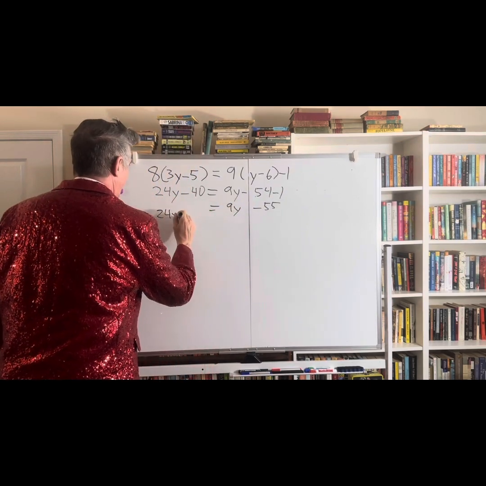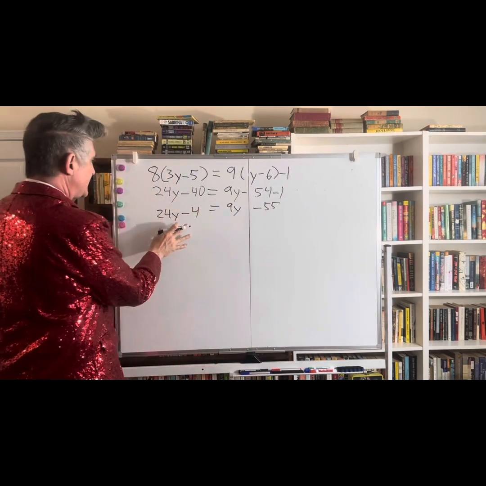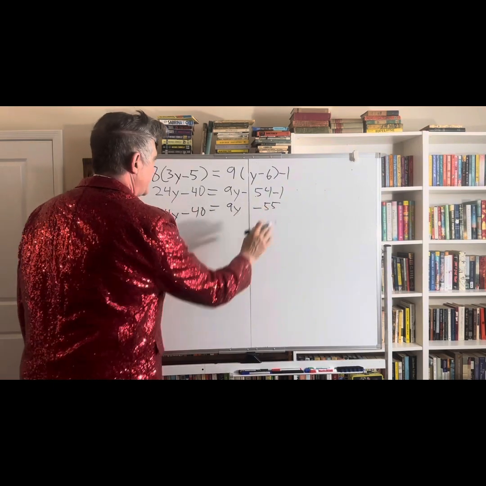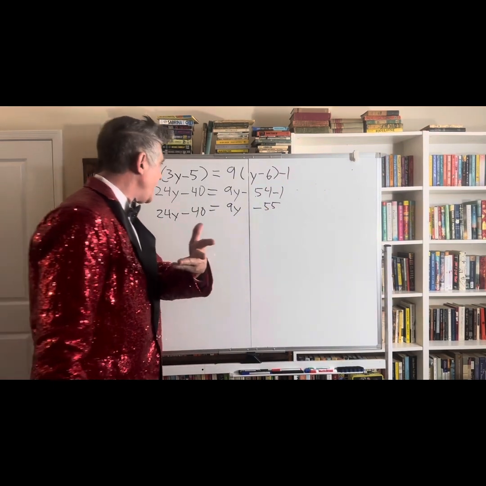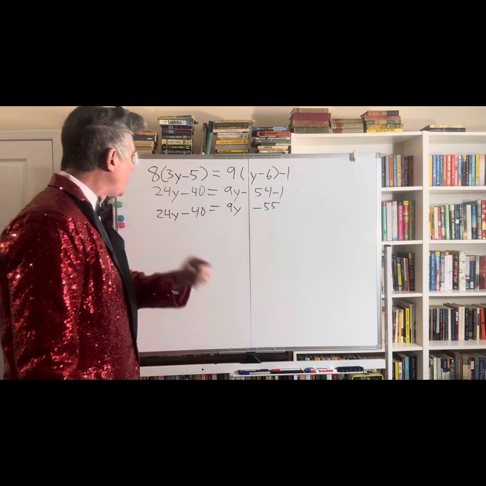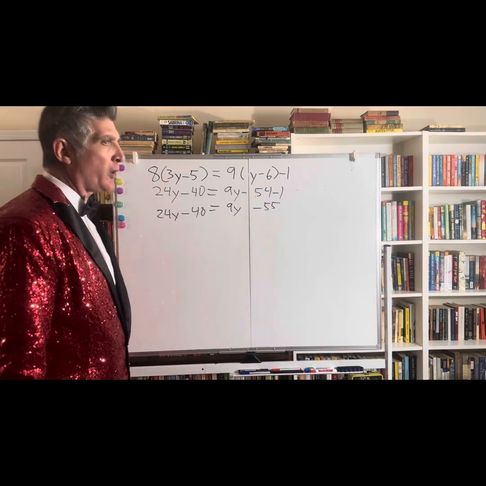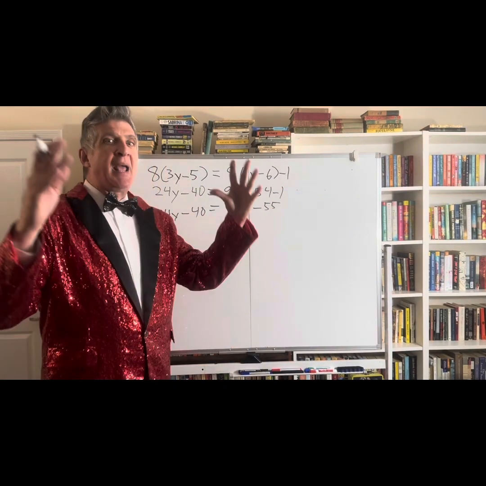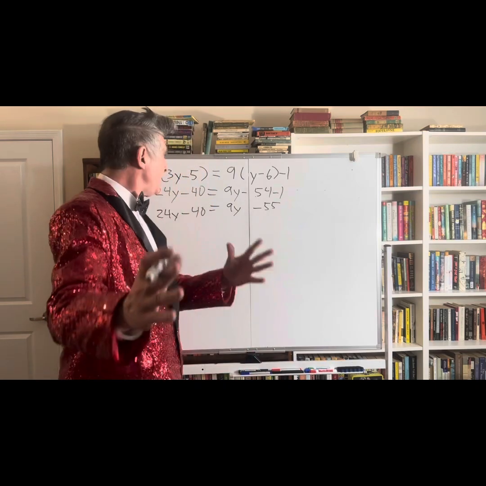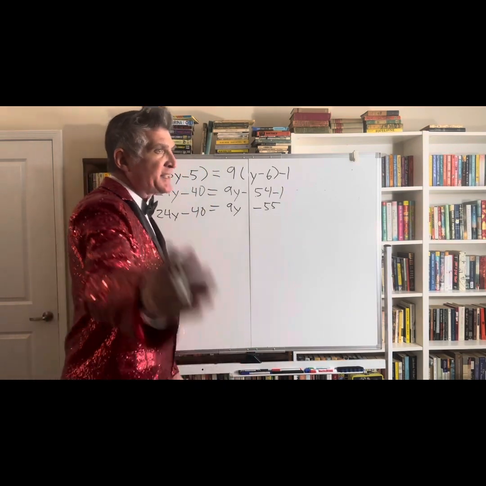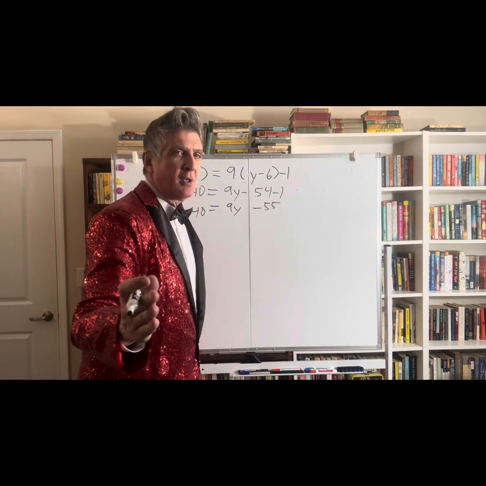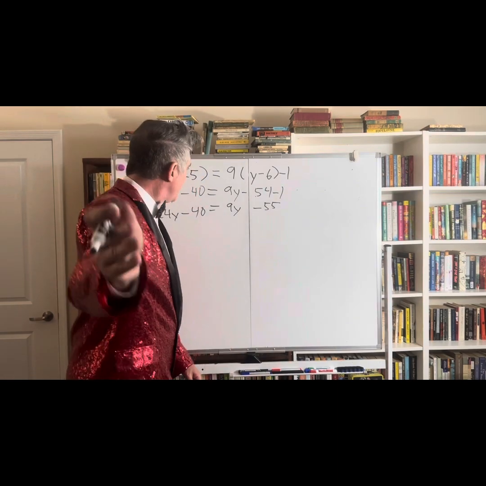Same thing over here, 24y minus 40. This is all equal to this. I know we've done this so many times at this point. We've got a 9y here and a 24y. Let's combine the 9y and the 24y. Oh, yes, I was combining like terms.